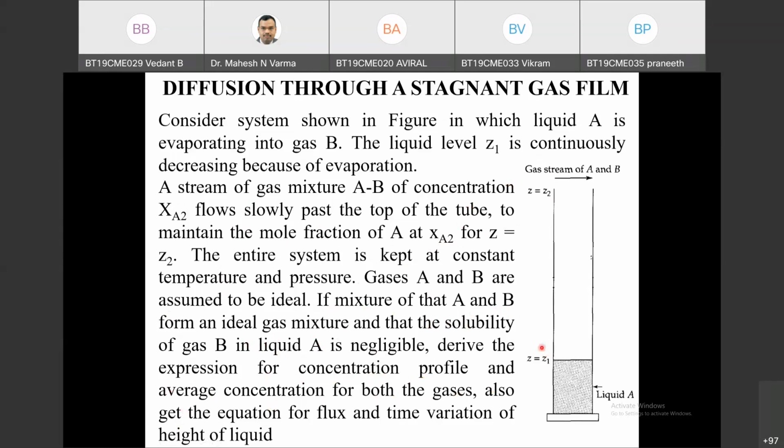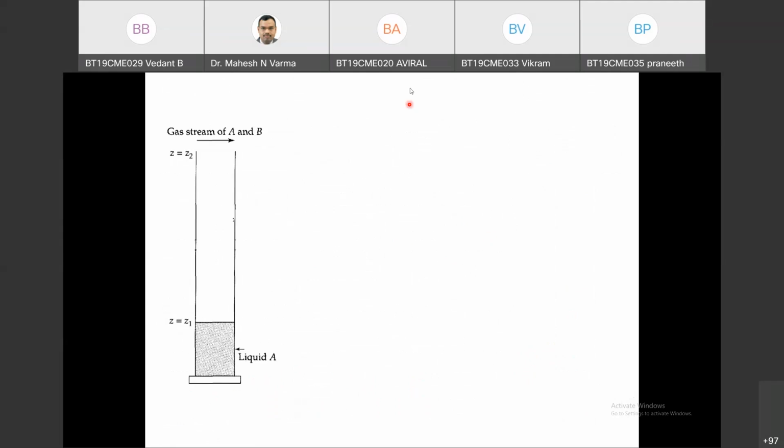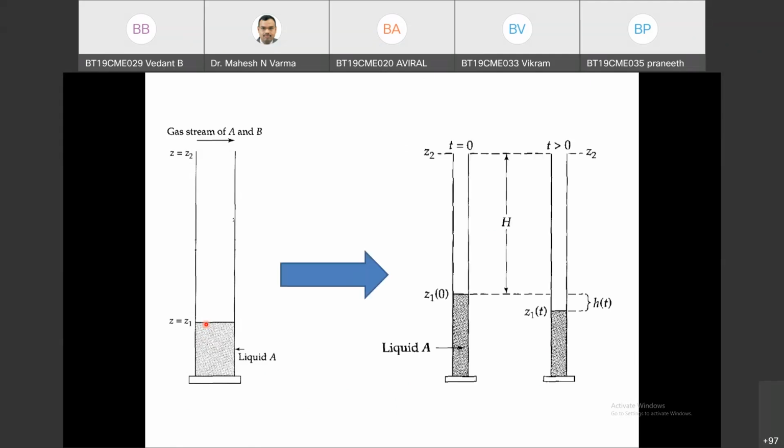Only the thing is, if Z1 is changing, the remaining thing is the same. Because of evaporation, this Z1 is changing. We were assuming steady state, but in steady state Z1 is constant. Now here I can assume quasi steady state. Quasi steady state means I assume a low rate of evaporation, and in a small interval of time this Z1 is not changing. So, considering quasi steady state.